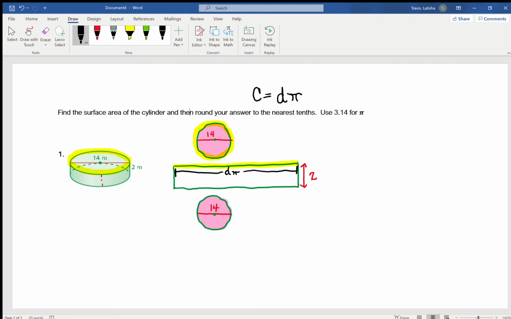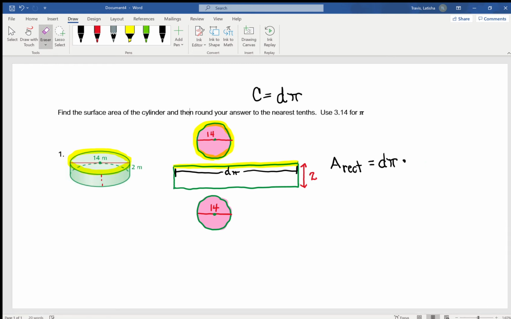All right, so now we have all we need to find the areas of all three parts. Starting with the lateral surface, the middle piece, we know that it's a rectangle. So to find the area of a rectangle, we know we use length times width. Now the length in this situation is going to be the circumference formula. So we're going to get rid of the L and we're going to put the circumference formula in its place, which is diameter times pi. That is the length.